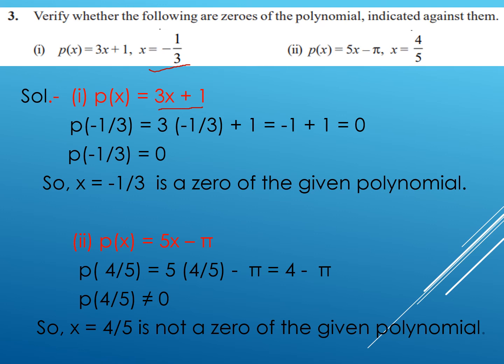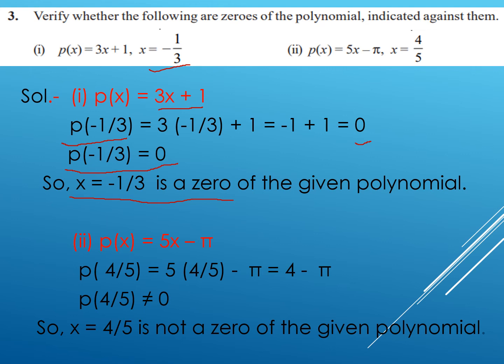Now we will put the value of the variable x as minus 1 upon 3. So we are getting p(minus 1 upon 3) is equal to 3 into minus 1 upon 3 plus 1. And after solving we are getting 0. That means p(minus 1 upon 3) is equal to 0. After putting the value of the variable as minus 1 upon 3, we are getting p(minus 1 upon 3) is equal to 0. So, x is equal to minus 1 upon 3 is a zero of the given polynomial.